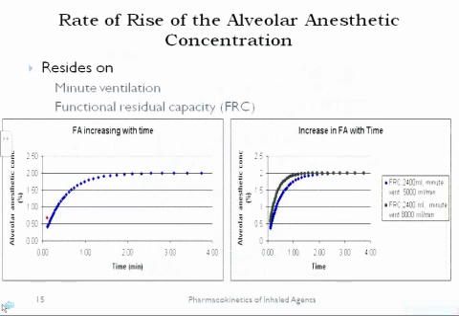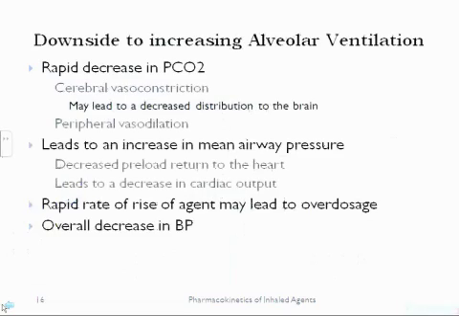So the rate of rise of the alveolar concentration depends on minute ventilation, and that's the next concept. So the faster your minute ventilation, the more rapid your alveolar uptake takes place. So if somebody is able to maintain their minute ventilation better, you get a much more rapid uptake. Okay? And the other part that is also important is functional residual capacity. And functional residual capacity can be a very significant limiting factor. Now let's look at the downsides.